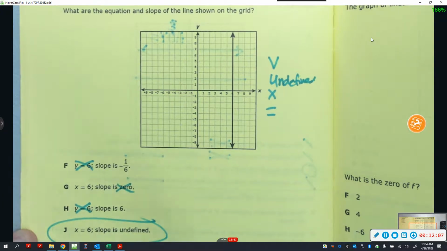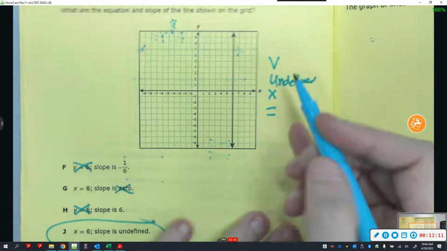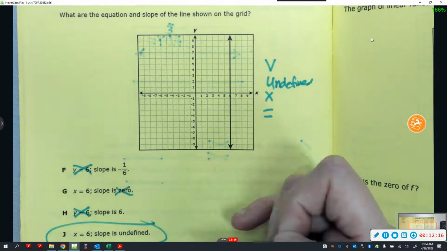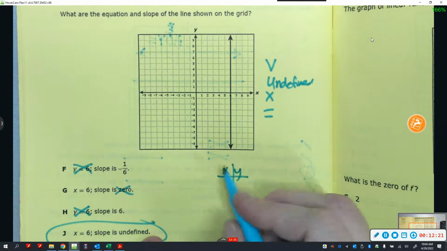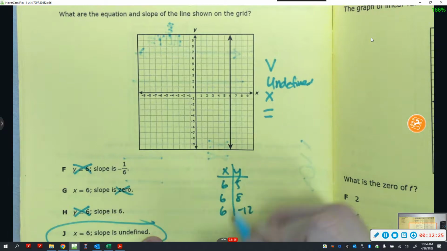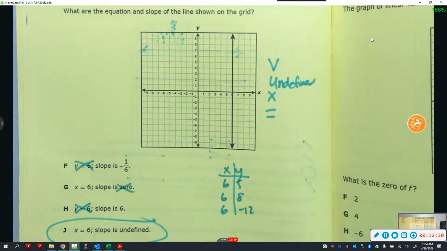So again, that's what hoi vucks helps us with. It helps us narrow our focus. I see vucks, so I'm looking for vertical lines. I'm looking for the word undefined. I'm looking for x equals equations. If they give me a table, I'm looking for 6, 5, 6, 8, 6, negative 12. I'm looking for all the x's to be the same. If they give me ordered pairs, I want all the x's to be the same. That's what I'm looking for when I see a vertical line. When I see a horizontal line, I want all the y's to be the same. I want to see horizontal, I want to see 0 slope, I want to see y equals.